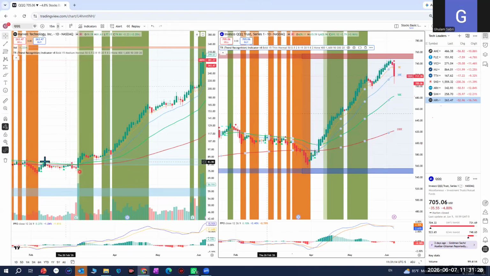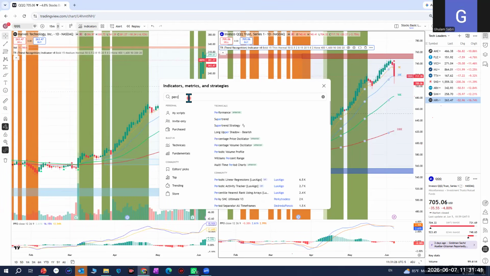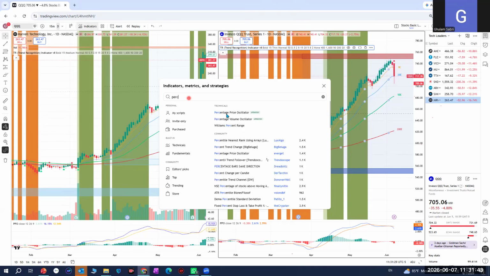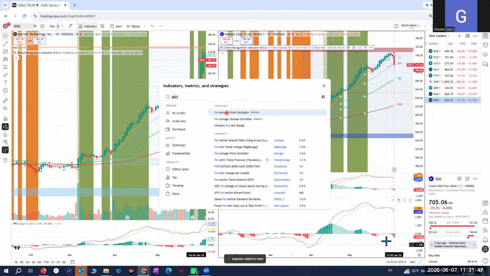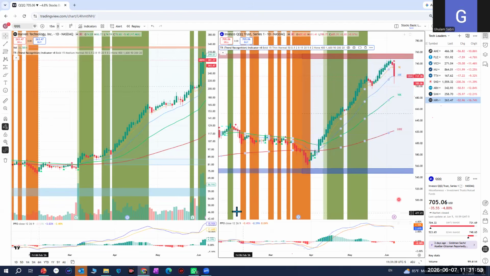How to get PPO? No, you don't need any additional subscription. Again, this PPO, go to indicator, search here, percentage price oscillator. This is PPO. So it's built in with TradingView. You don't have to have any new subscription for that. Okay.